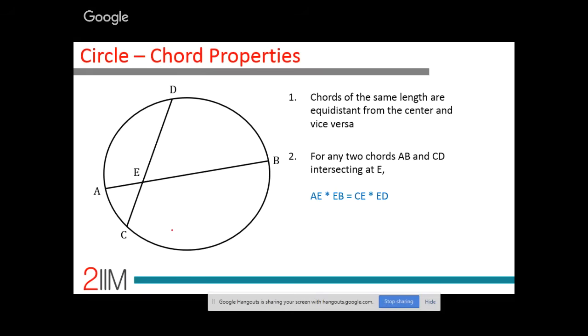Just one point to elaborate on this. This holds good even if 2 chords intersect outside the circle. Here we have 2 chords AB and CD. They meet inside the circle. If they intersected outside the circle, still the property would hold good: AE into EB is equal to CE into ED. Outside the circle, how? Then there'll be secants. If the 2 chords meet outside the circle, that means that they meet from an external point. So from an external point, you're drawing 2 chords which cut the circle at 2 points. They're effectively secants. Even for secants, this property will hold good.